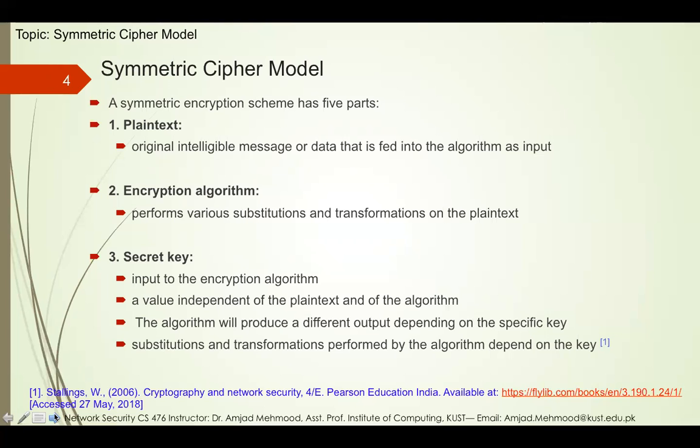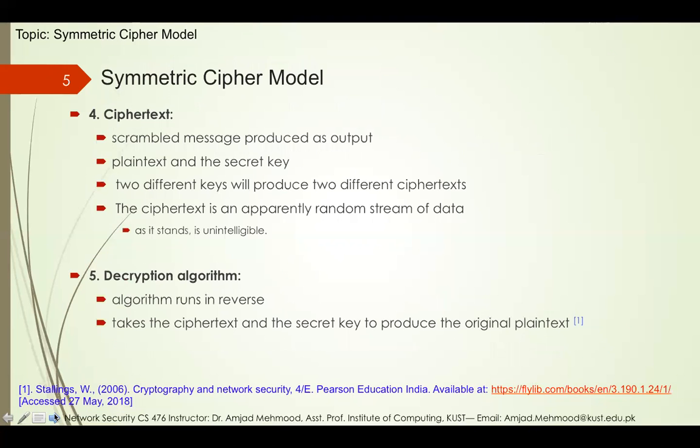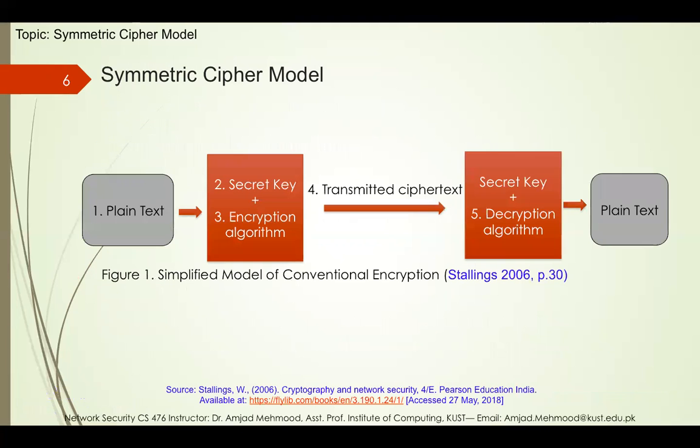5 parts. You have a plain text, you have an encryption algorithm, you need a security key, you need ciphertext which travels along the internet or the network, which helps to maintain your confidentiality and integrity. And then the decryption algorithm, this is the reverse process. I'll explain that with the help of this model.